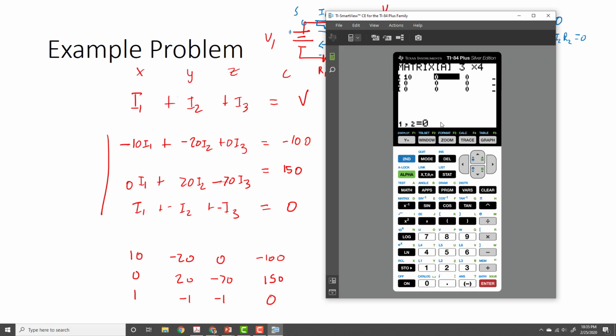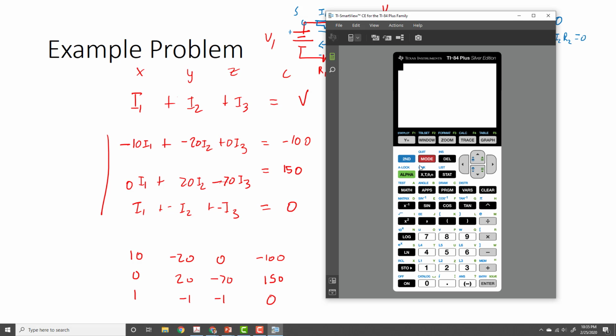So that's 10, negative 20, 0, and negative 100. Make sure you use the negative sign, not the subtract sign. And then I have 0, 20, negative 70, and 150. And then my last equation is simple. It's 1, negative 1, negative 1, and 0. Enter. So I have my matrix that has just the coefficients from my linear equations that I wrote.